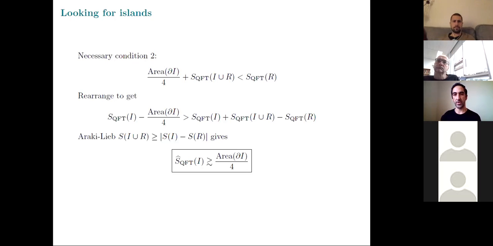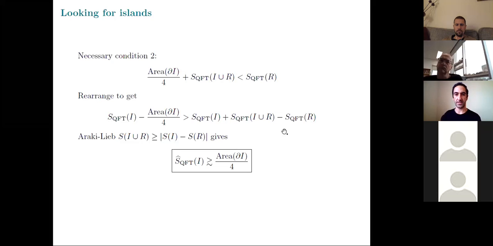We can again rewrite this. You have added and subtracted the QFT entropy on I, and then rearranged some terms to write it this way. And okay, somewhat naively, and I won't go into the more careful analysis, you can use the Araki-Lieb inequality on the right-hand side to show that this is greater than 0. And then you can push this term to the right-hand side to get this inequality.